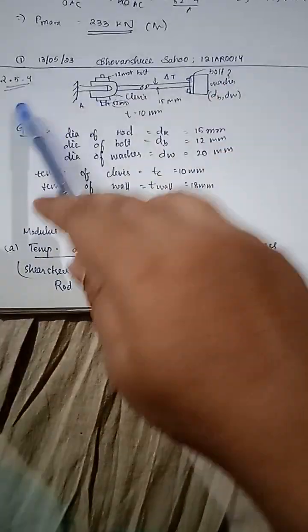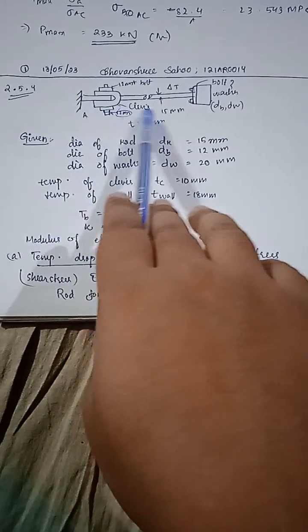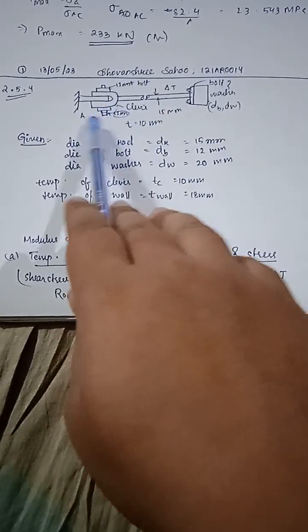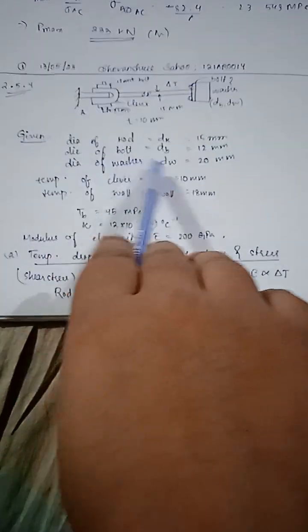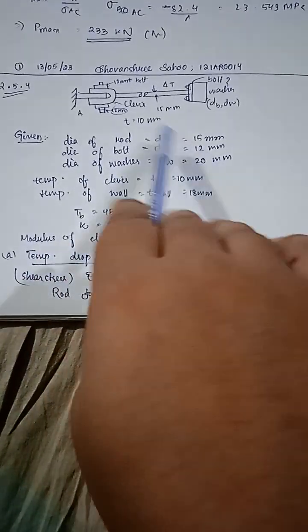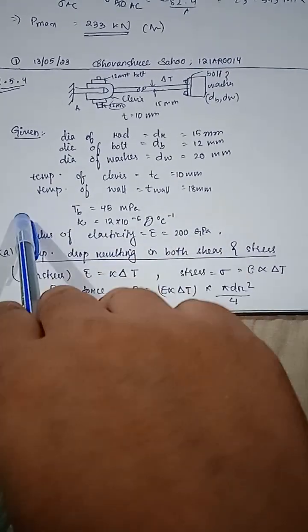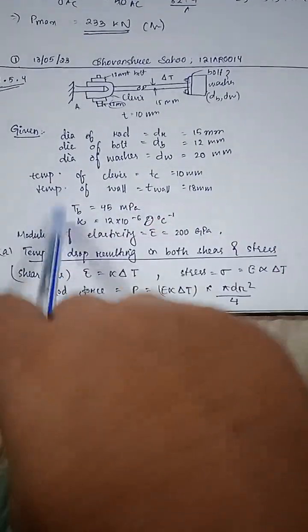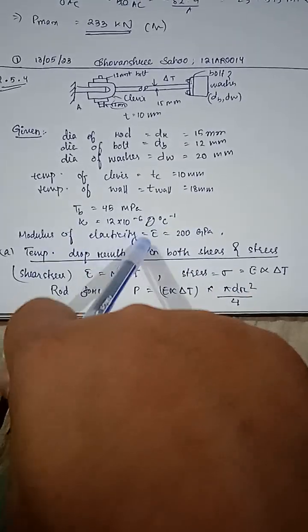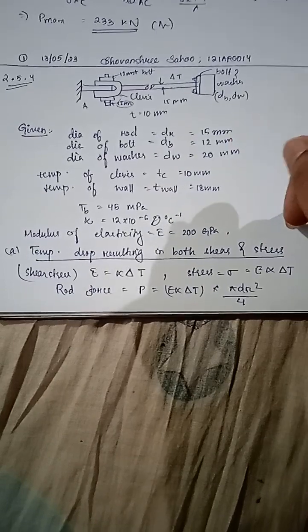To this problem 2.5.4 we have a bone with bolt and clevis. Diameter of the rod is 15 mm, diameter of bolt 12 mm, diameter of washer 20 mm. Temperature of the clevis is Tc 10 mm and temperature of wall is 80. Tau B is 45 megapascal, alpha is 12 into 10 to the power minus 6 per degree Celsius. Modulus of elasticity is 200 GPa.